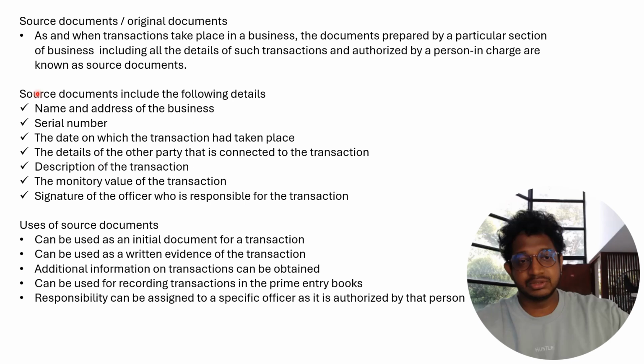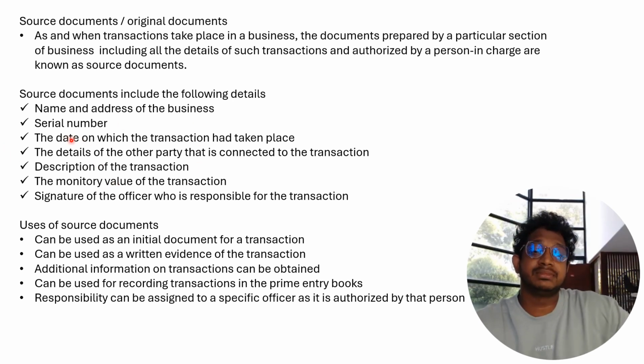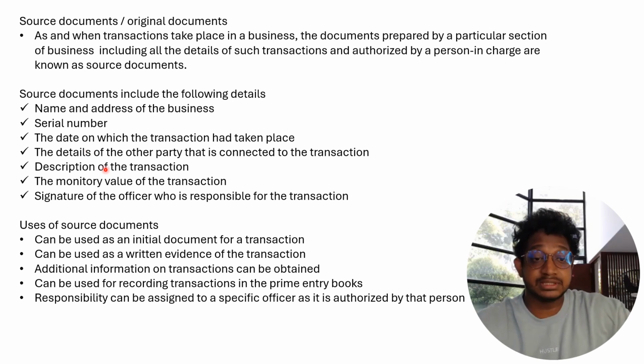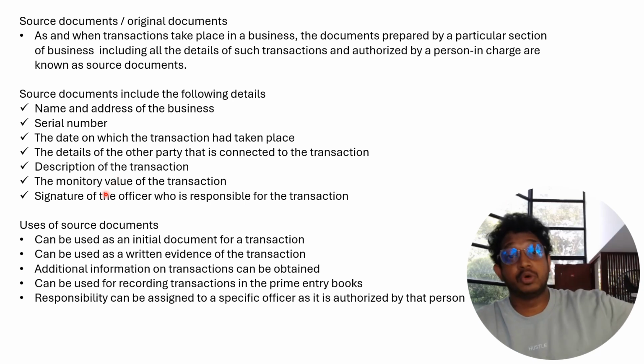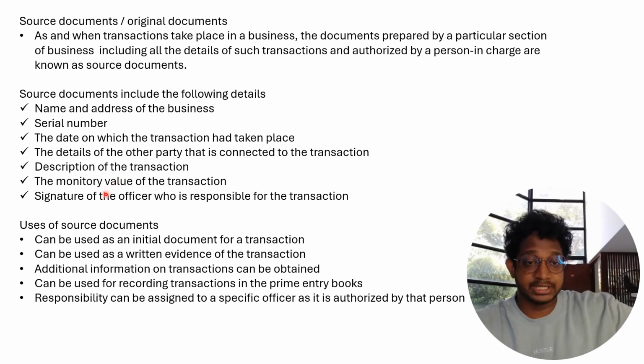Source documents include the following: the name and address of the business, the serial number of the document, the date on which the transaction took place, the details of the other party as well, a description of the transaction, the monetary value, and the signature of the person who authorized and is responsible for that transaction.